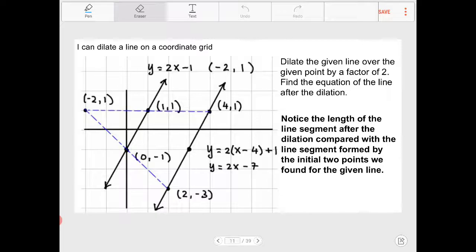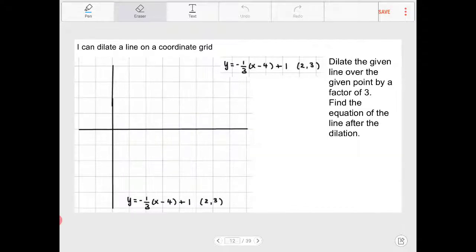So again, notice that the length of the line segment after the dilation, compared with the line segment formed by the initial 2 points we found for the given line, is in fact doubled. Let's try this again for a dilation by a scale factor of 3 for the given line. See if you can figure this out. Pause the video and try this out on your own.